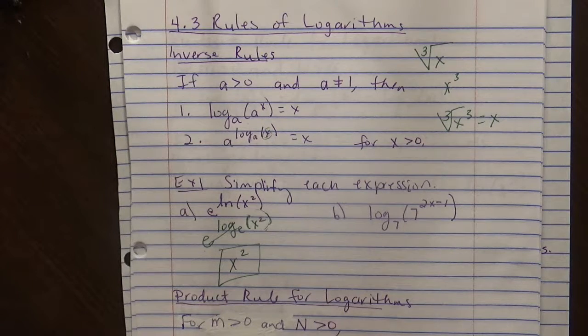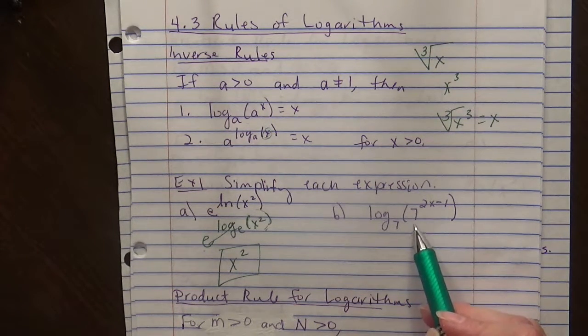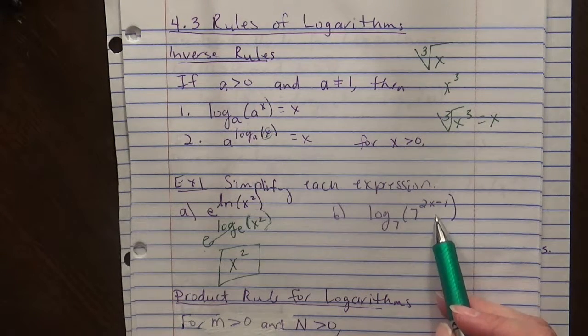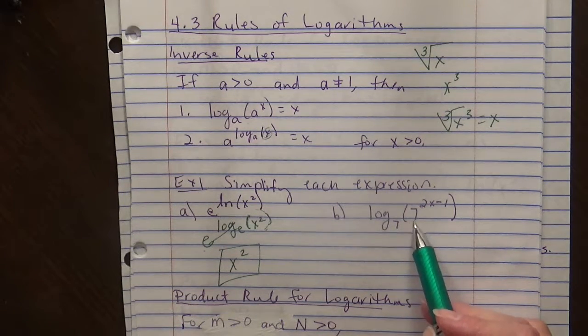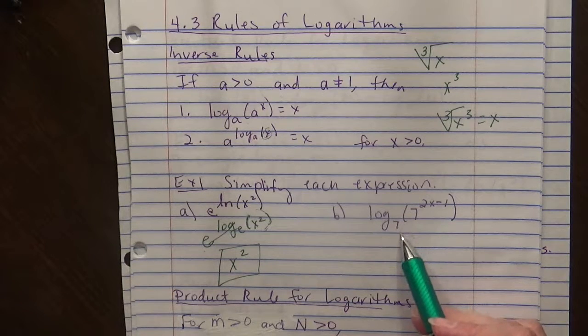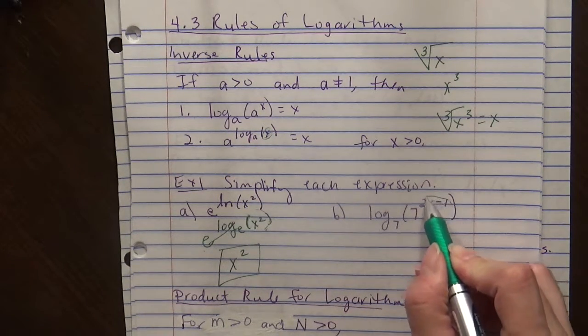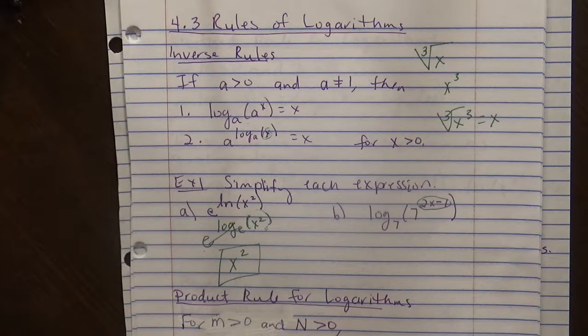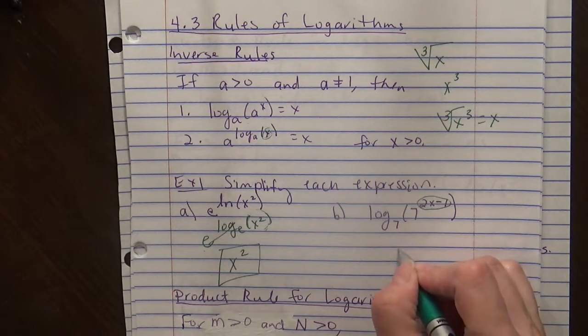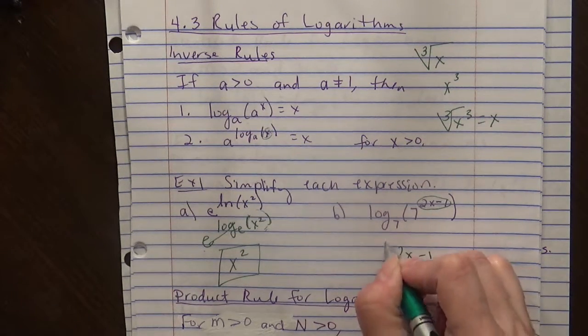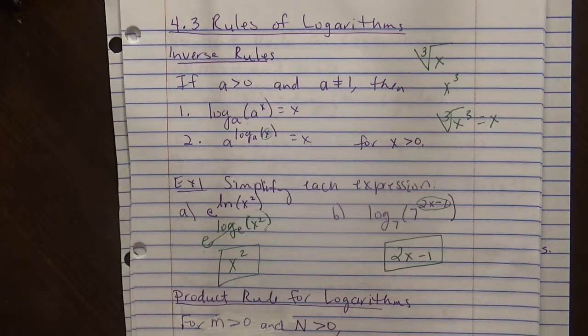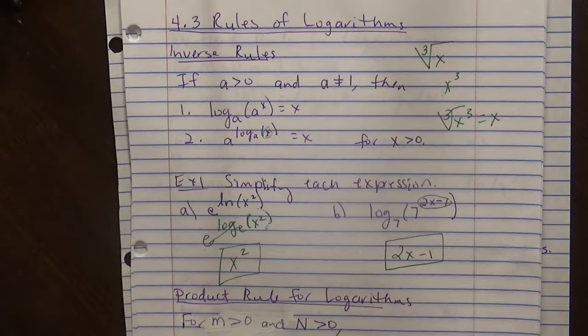In part B, we've got log base 7 of the exponential function 7 to the 2x minus 1 power. Again, notice they have the same base. Now, if they did not have the same base, we couldn't just cross them out. It's only because they have the same base. Because they have the same base, we can cancel these two guys out, and the 2x minus 1 is going to be our answer. That's all that's left. Okay? And that's it for that part.